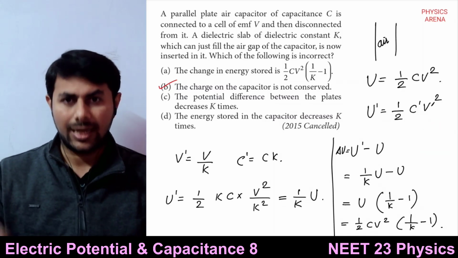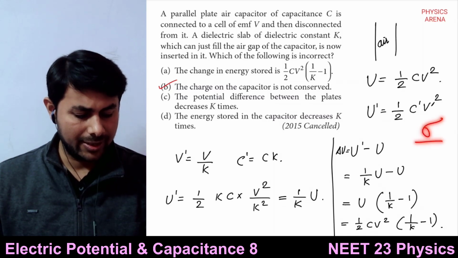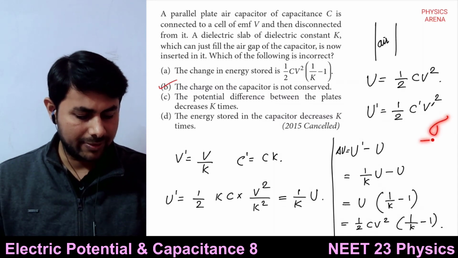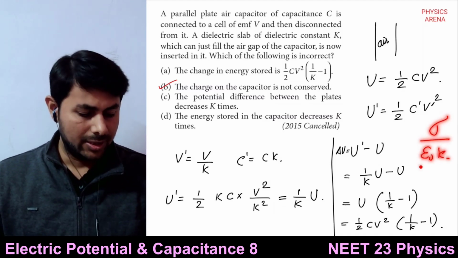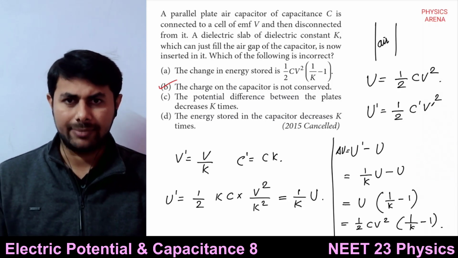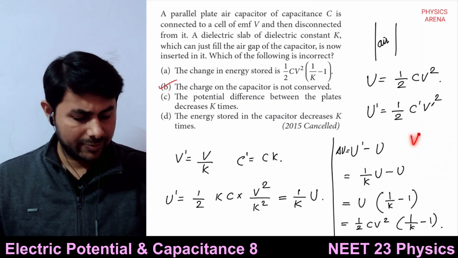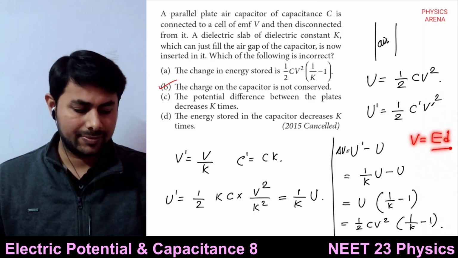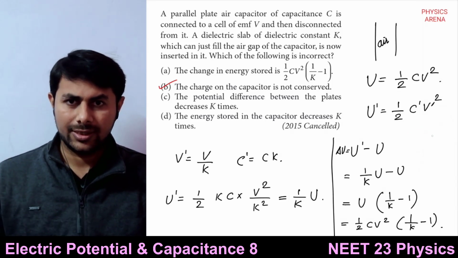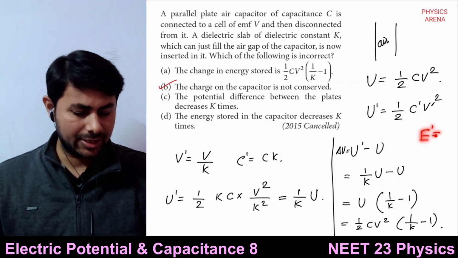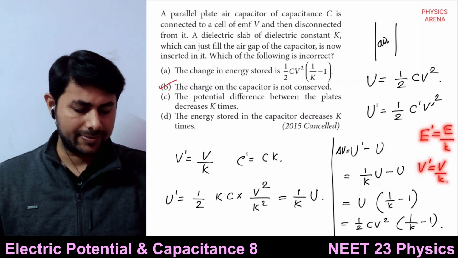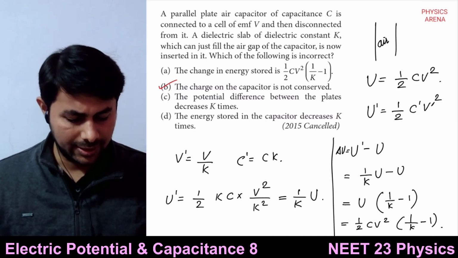When there is no dielectric, the field is sigma divided by epsilon naught. When you insert a dielectric, it becomes sigma divided by epsilon naught K, so the electric field decreases K times. Potential difference for a capacitor is just E times D, E times the distance between plates. So E dash is equal to E by K, and therefore V dash is equal to V by K. That is the reason.